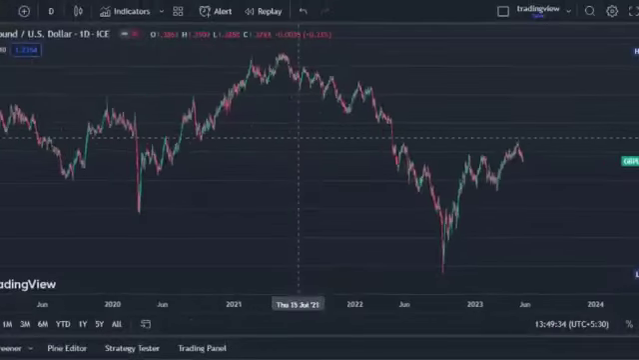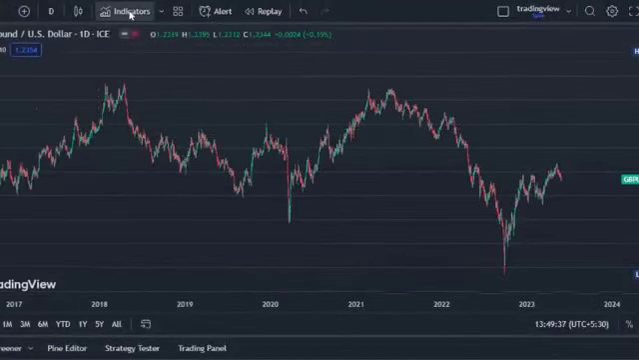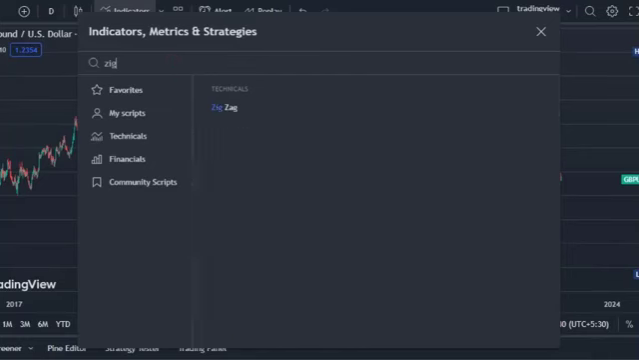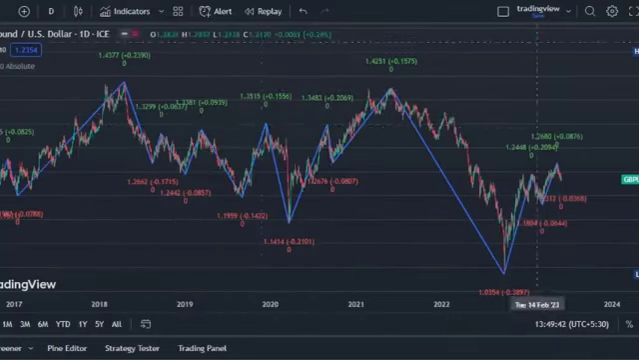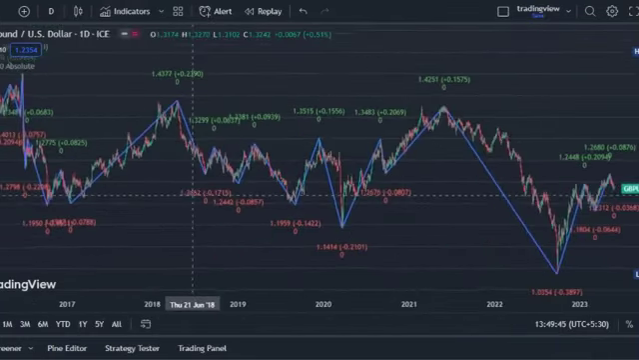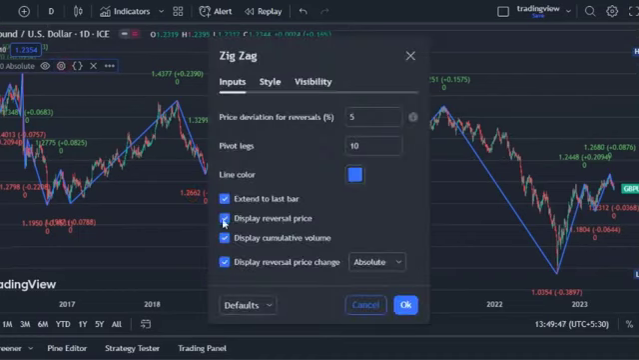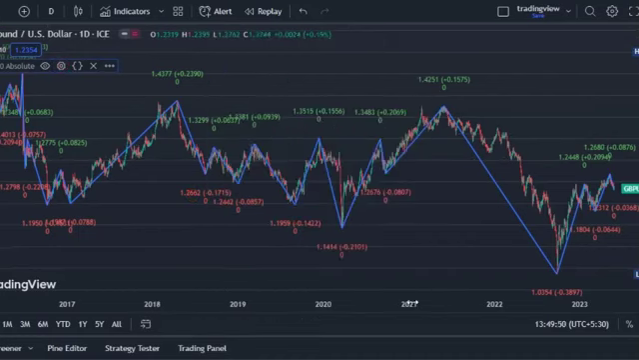So first, what you're gonna do is go to TradingView and add the zigzag indicator, or if you're using MT4 or MT5, you can check out this video's description box. I will add those download links there.